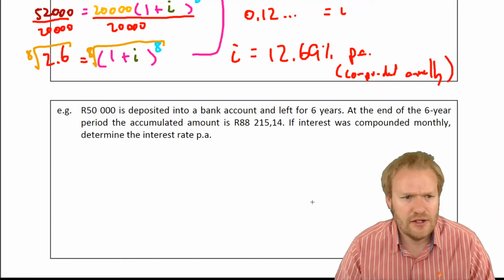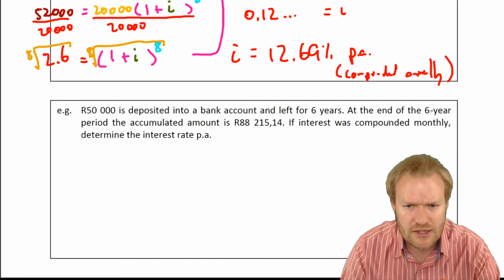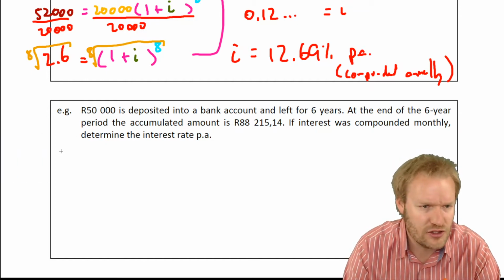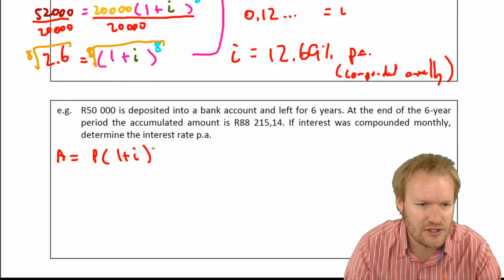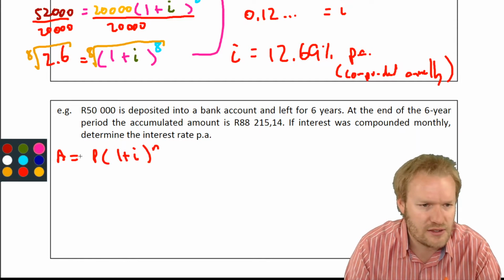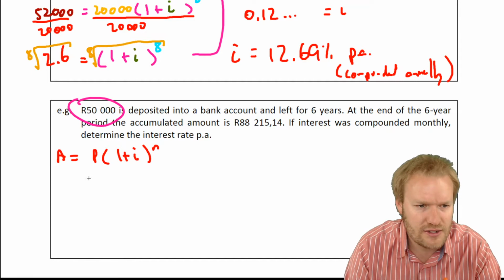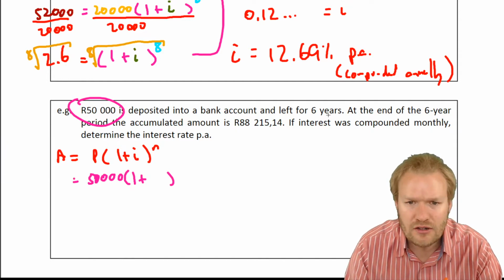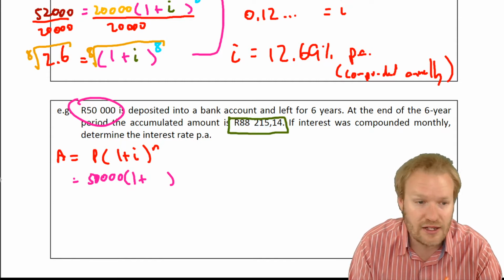Right, so in this one, we've got a slight variation that we're compounding monthly. So let's see what that changes. Our initial formula is still A = P(1 + i)^n. Let's fill in the bits that we're given. 50,000 is deposited, so that's our initial amount. It accumulated to 88,000.